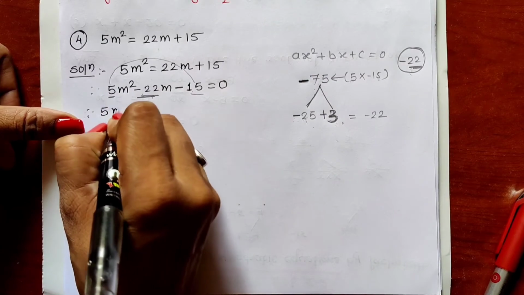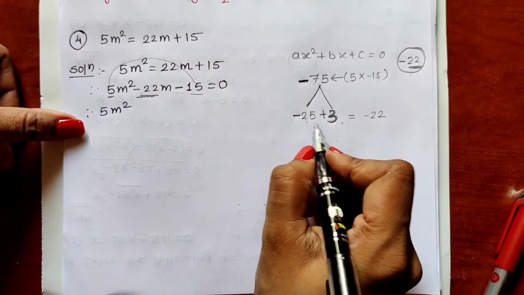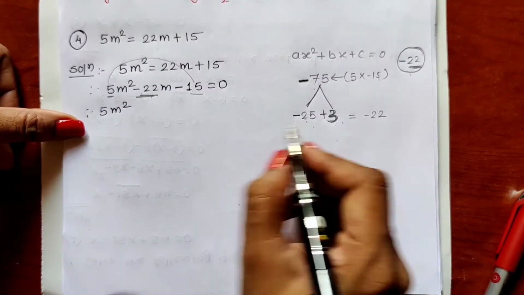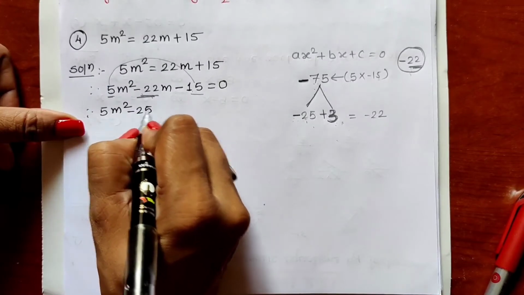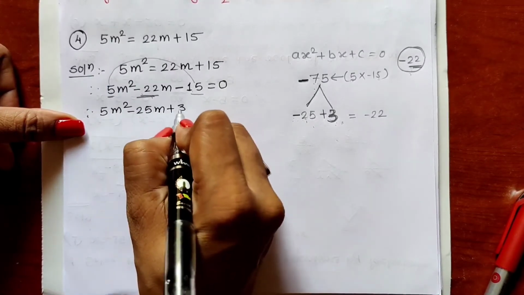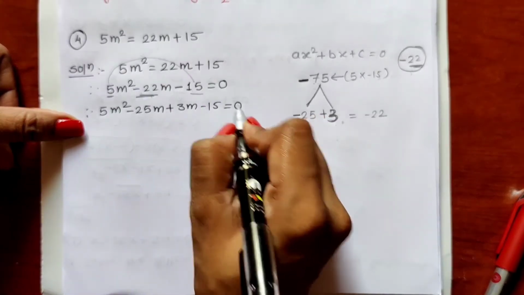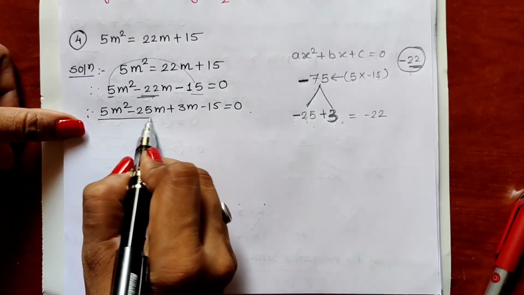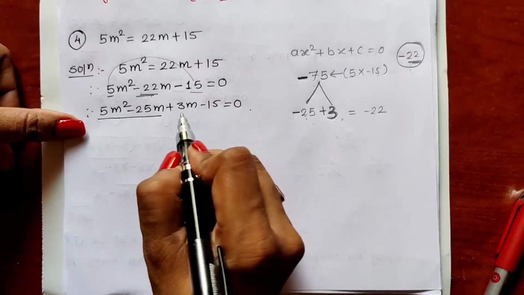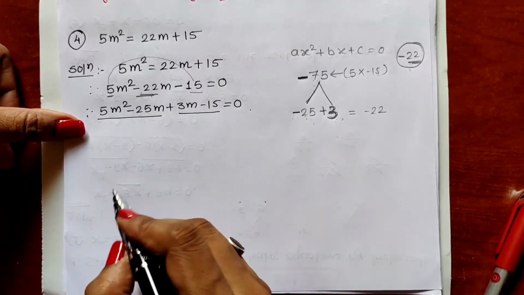First term we write as it is, 5m square. While writing the second term, how to write? Minus 25m plus 3m minus 15, last term as it is, equal to 0. Now what we will have to do? Take out common from the first and second term and then from the third and fourth term.